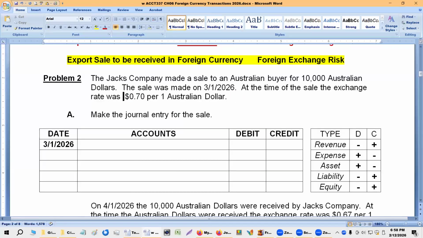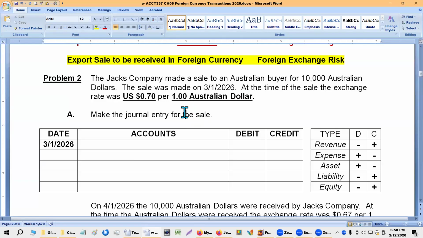Do me a favor here. Let's put this so you know what this is. This is the US, right underneath it or something if you print it out. So each Australian dollar is worth 70 cents US dollar.